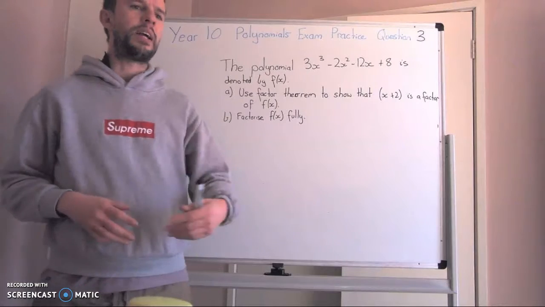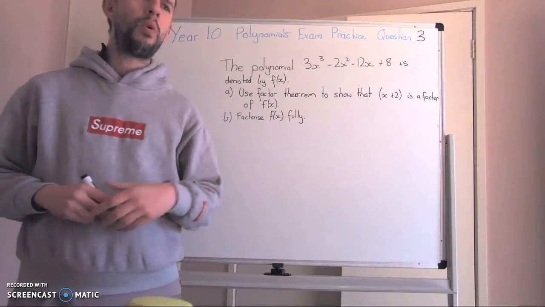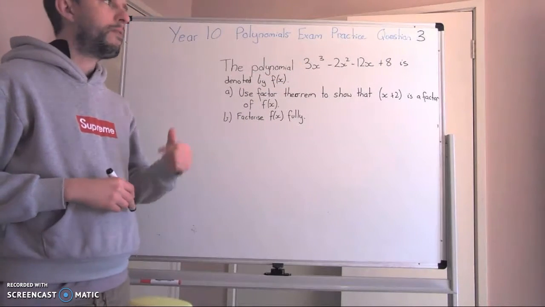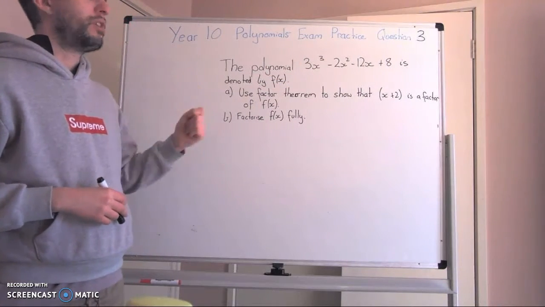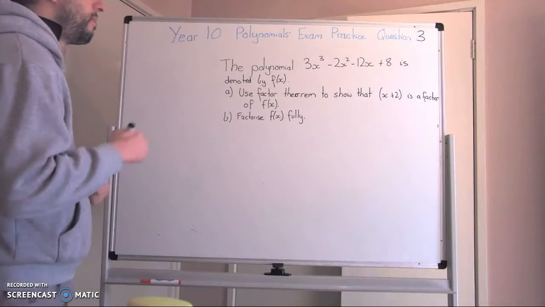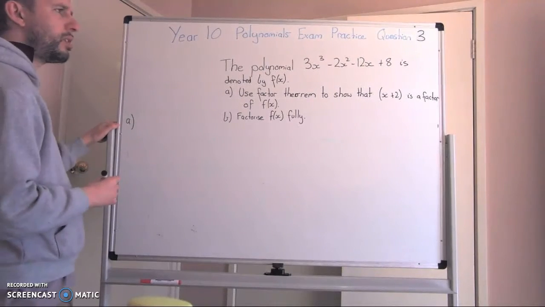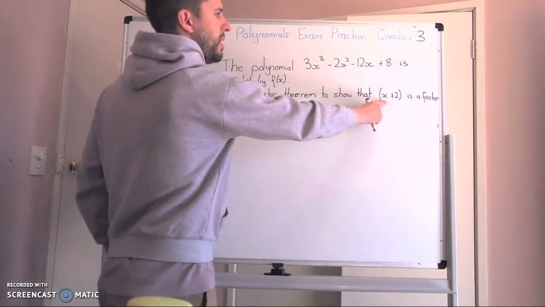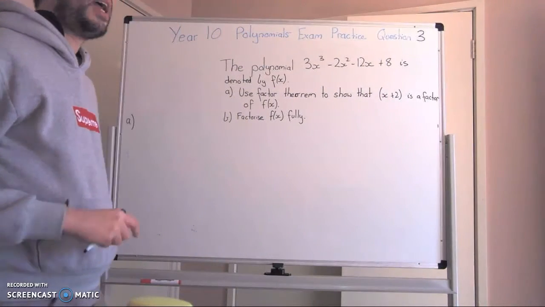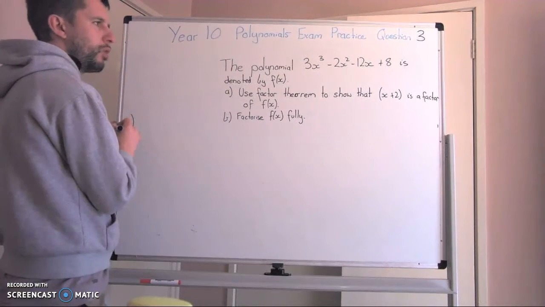For us to show that that is a factor, we need to understand that when we're finding a factor, if we substitute the value in, we are always going to get 0. So for part A, all I need to think about is what does my x need to be? If this is a factor, my x can be negative 2, and then my whole answer should become 0. So let's have a look.